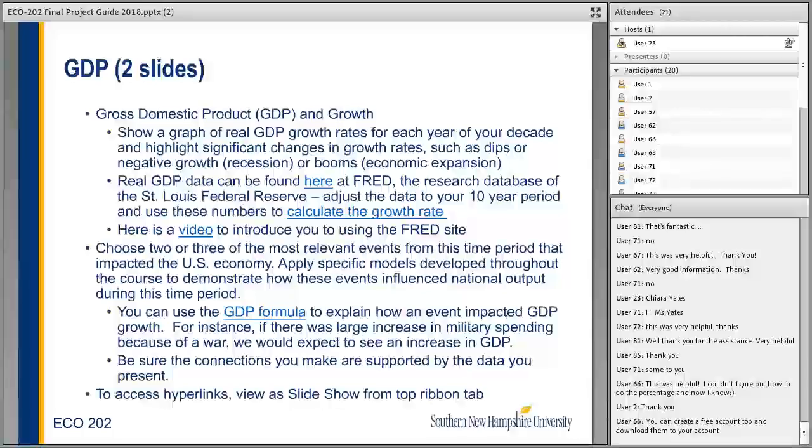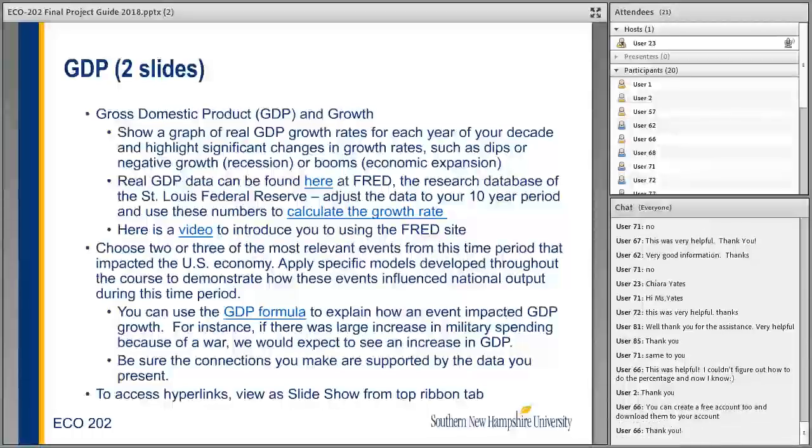And using the percentage tool will save you from having to calculate the growth rates yourself, which is also very helpful. Yes, you can create a free account. FRED also has some videos that you can watch that teach you how to use their resources besides the graphs. They have a lot of resources that can be very helpful.